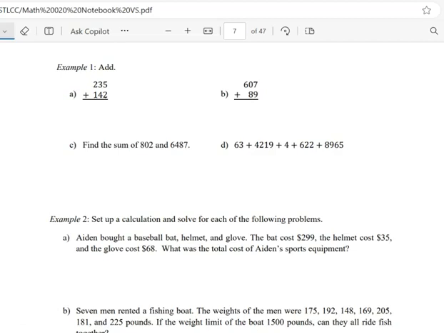Okay. And then you just go down the column and add them together. So you have 5 plus 2 is 7, 3 plus 4 is 7, and then 2 plus 1 is 3. So the answer for this first problem is 377. So that is all good. The next problem presents some challenges. We're going to look at those in just a second. I'm going to rewrite this problem because I usually write big.